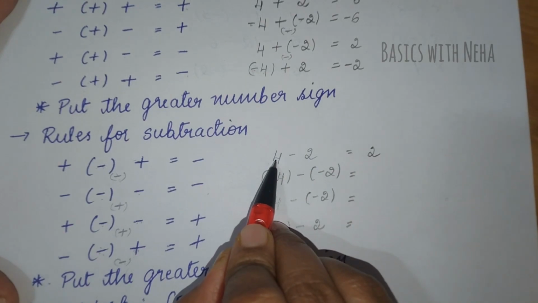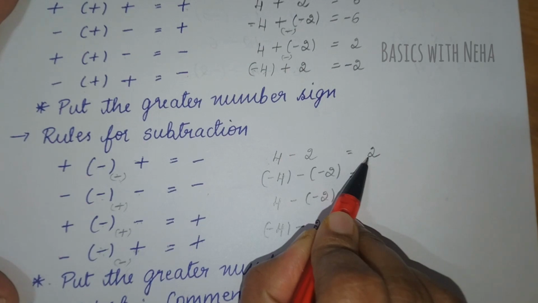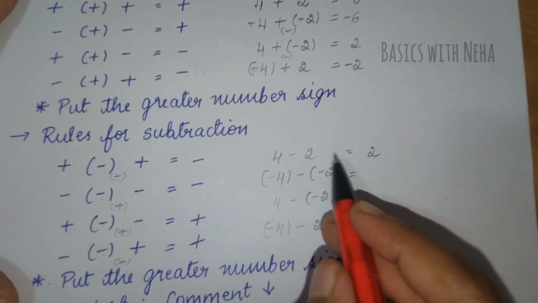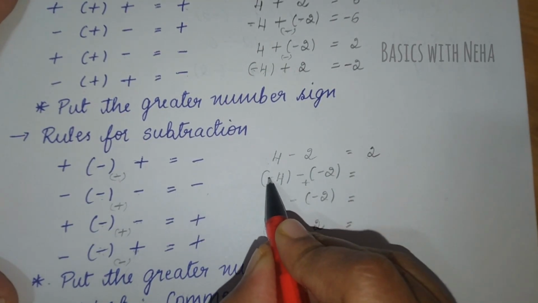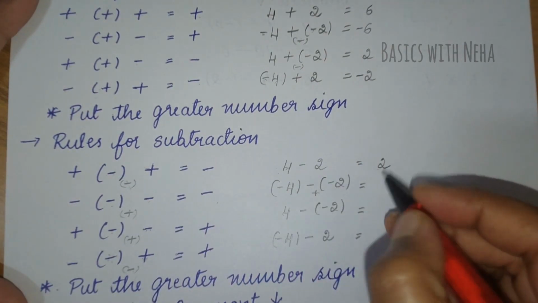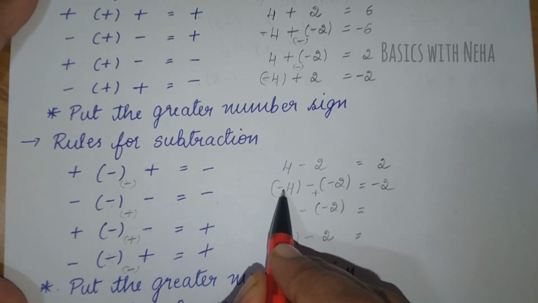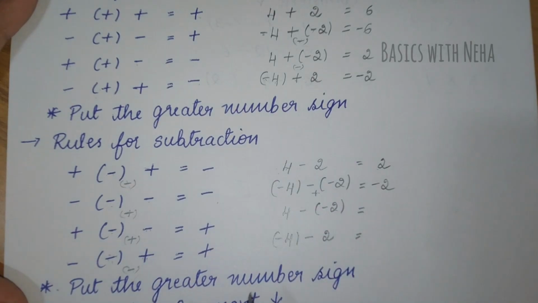The greater number sign carries. The greater number sign is positive, so this remains a positive number. Now minus minus is plus. So if I see plus minus is minus, I have to subtract these two. And I have to put the greater number sign, which is minus. 4 has a greater number sign. This is the greater number sign, which is minus.